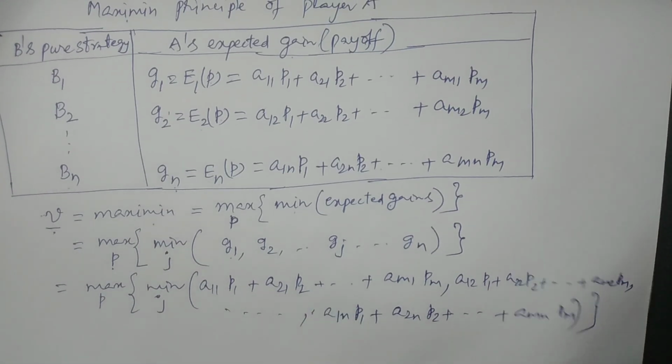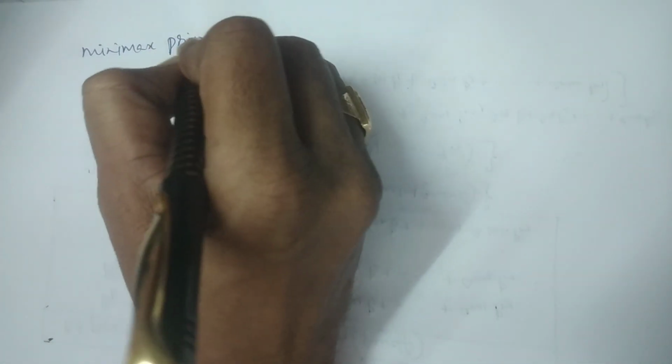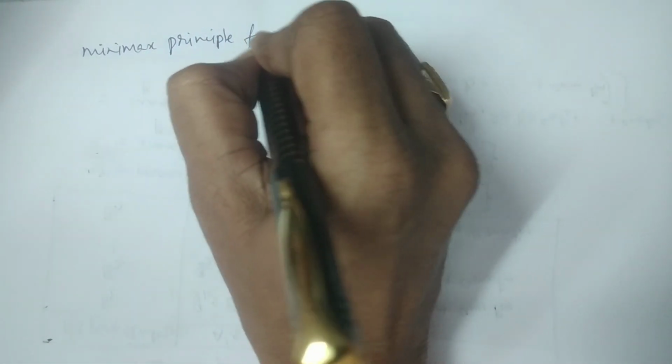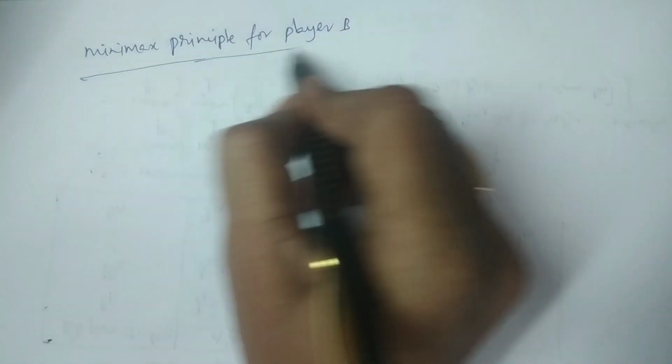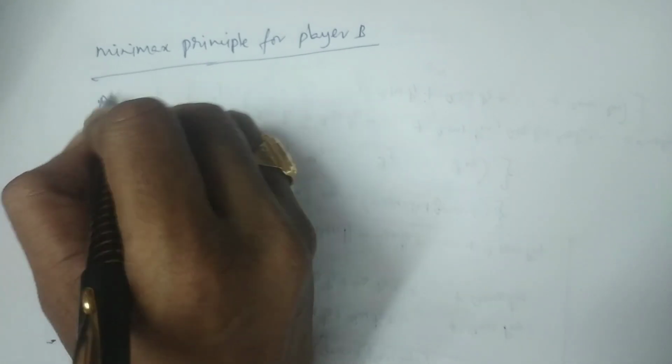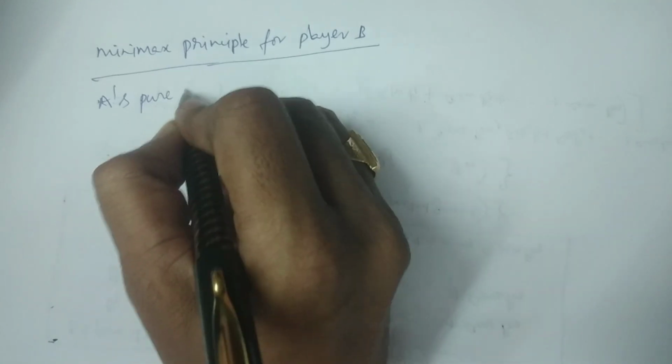Now you have to discuss the minimax principle, right? So I'll write on another page. Now I write here the minimax principle. What is the minimax principle? The principle for player B. Okay. So for this, I prepare the table here: A's pure strategy.